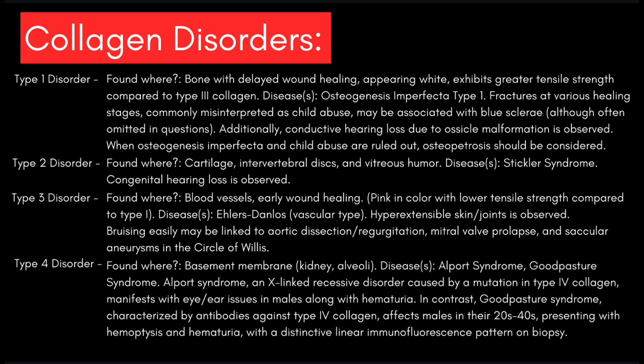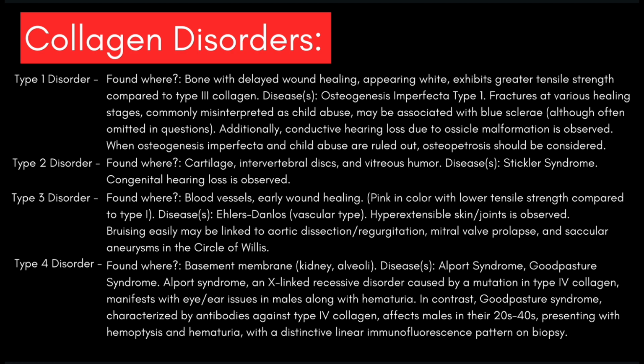Moving on, we have type 3 collagen disorders. These are found in blood vessels and early wound healing. They are typically pink in color with lower tensile strength compared to type 1. As noted earlier, the main disease associated with type 3 collagen disorders is Ehlers-Danlos vascular type. So Ehlers-Danlos vascular type is the main disorder associated with type 3 collagen disorders.